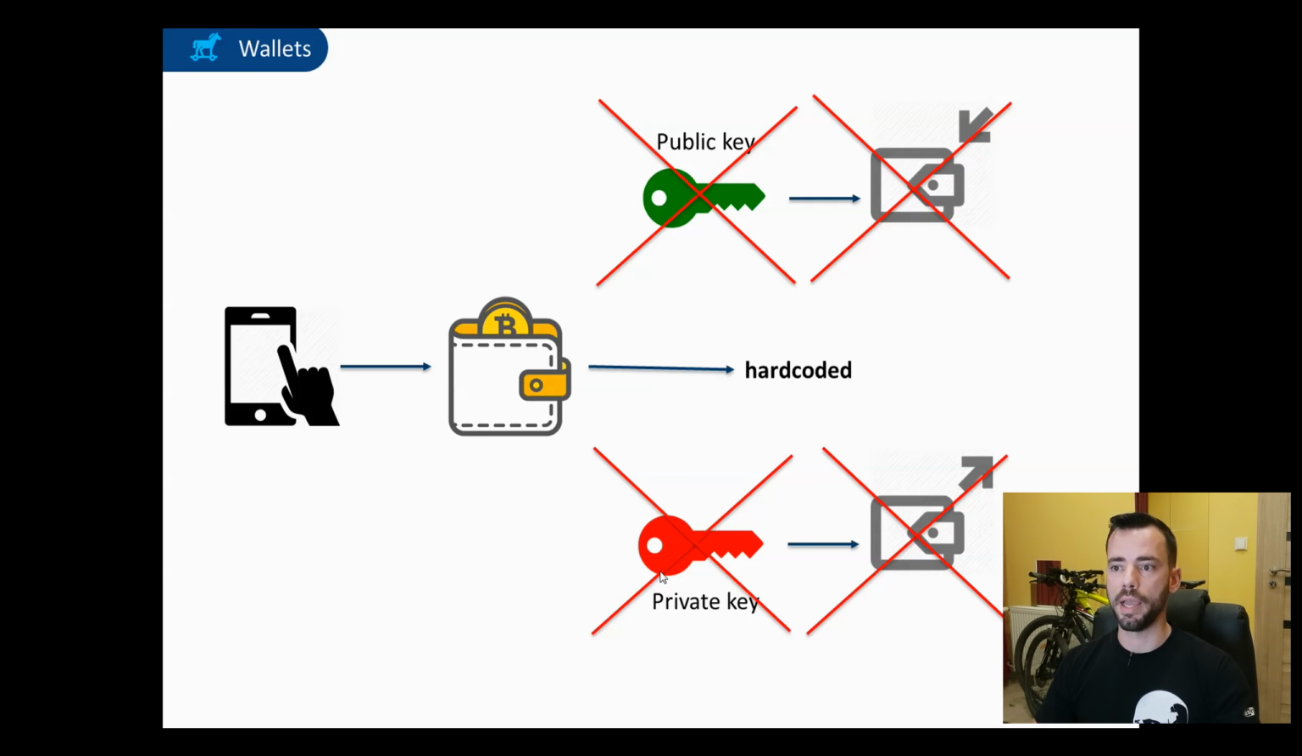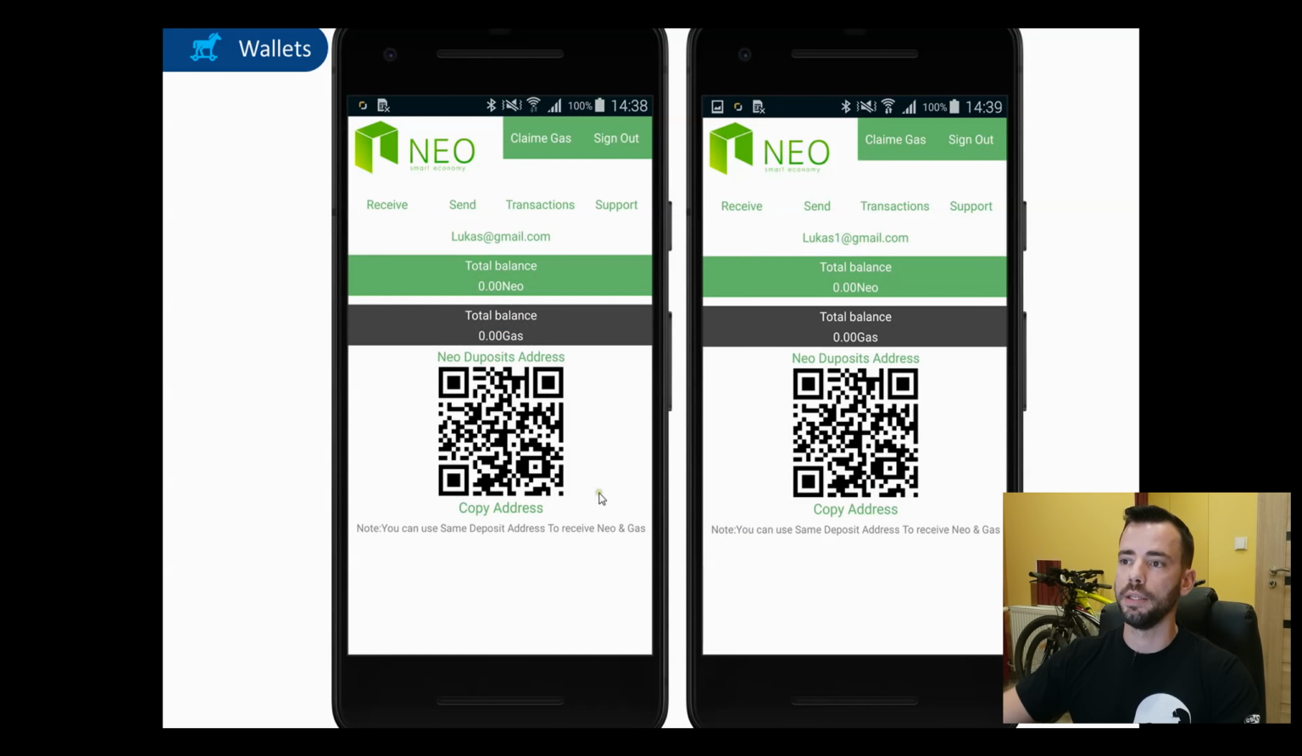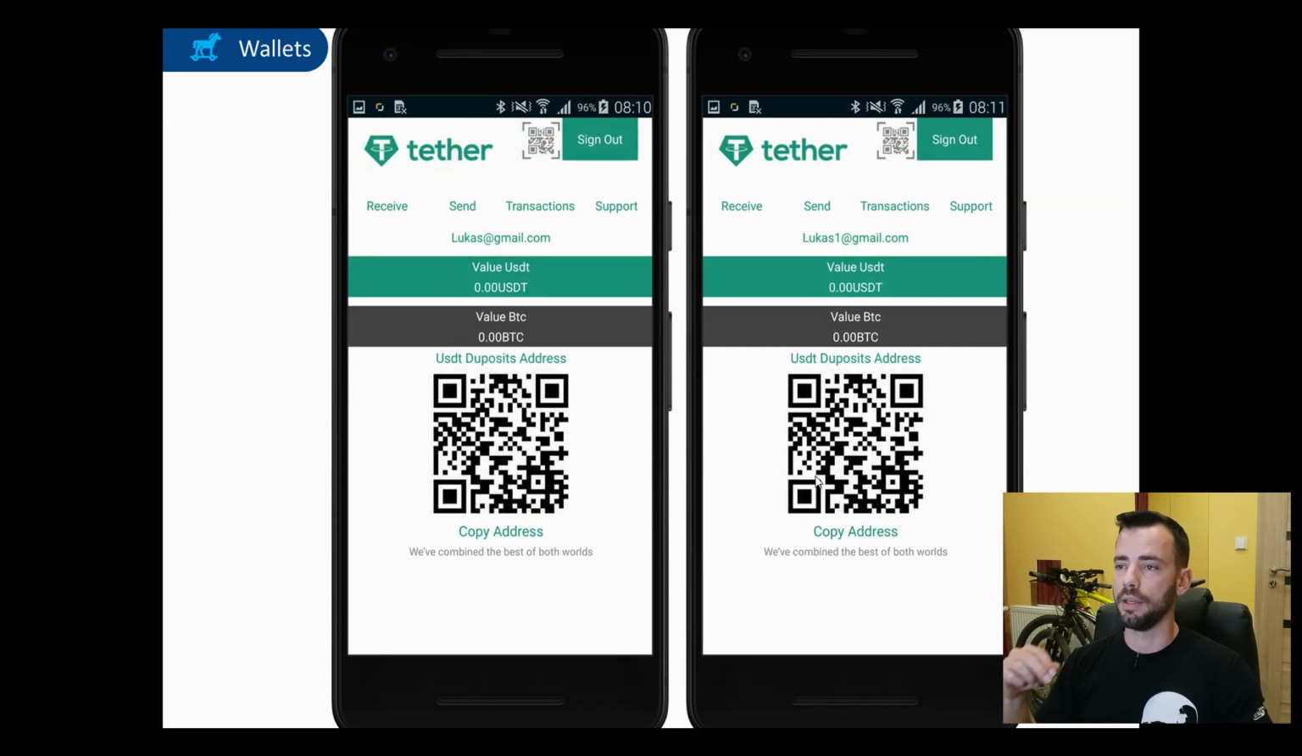And the same principle applies to these two apps. Actually, I demonstrated that by creating two different accounts. As you can see, it's not really simple to see, but they have the same QR code. They even have, well, they need to have the same address. The same thing is true for Tether. Two different accounts, same QR code.